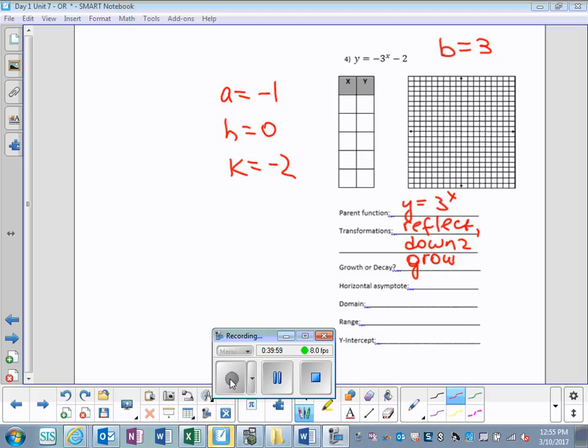Getting really tired of 3. I know. I just wanted you to compare all these functions to the parent. How they're all different.